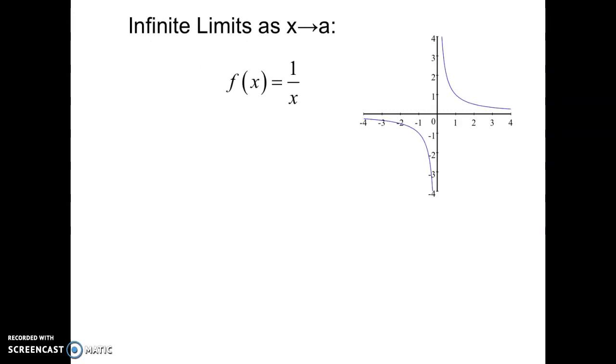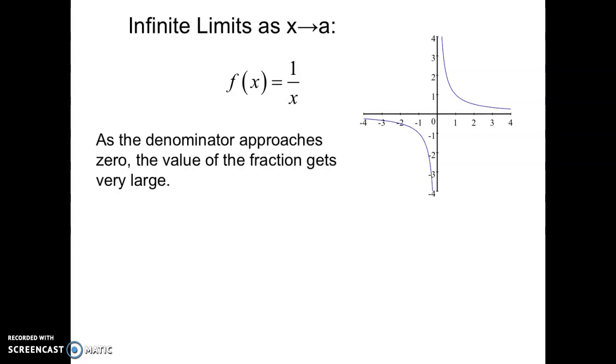So let's look at what are called infinite limits. That is, limits as x approaches a given number that actually tend toward infinity. If we look at this function, as the denominator approaches 0, the value of the fraction is getting really, really large. As x is equal to 1 over 1/10th, 1 over 1/100th, 1 over 1/1,000,000th, the actual value of the function is getting very, very large.